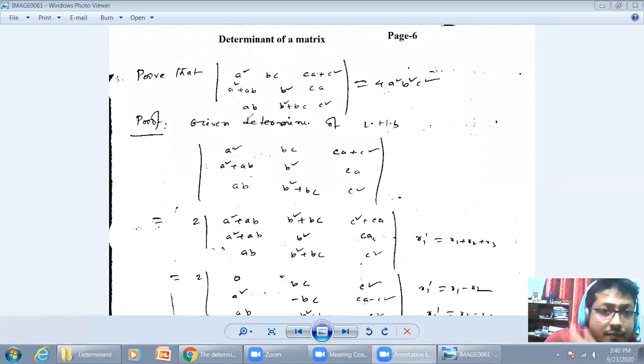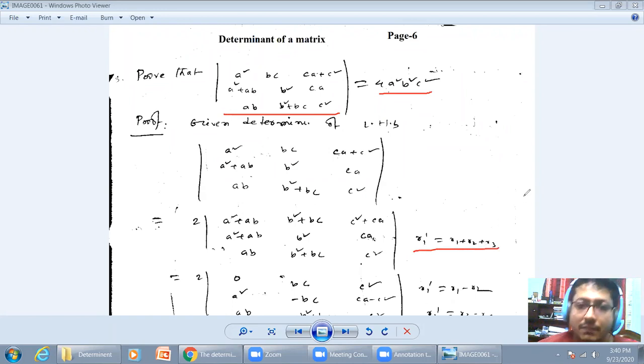Prove that this determinant equals 4a²b²c². Now we apply this rule: R1 prime equals R1 plus R2 plus R3, that means new row one equal to R1 plus R2 plus R3.